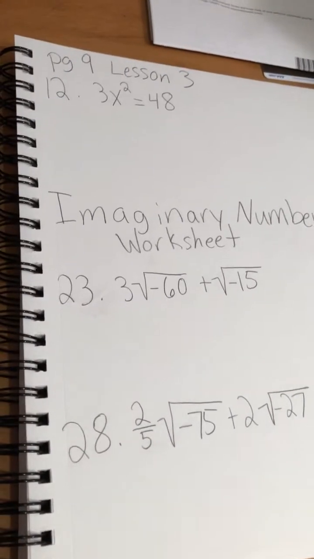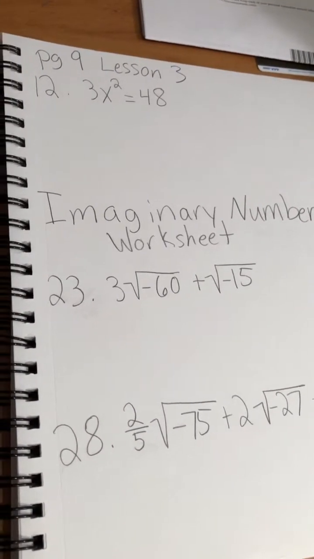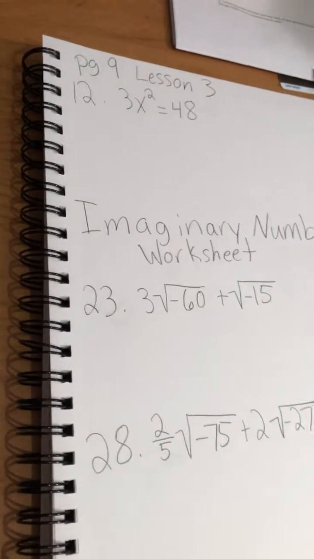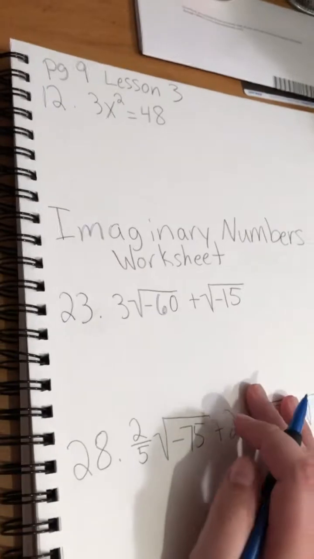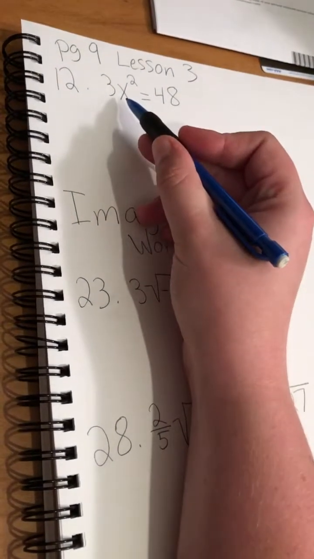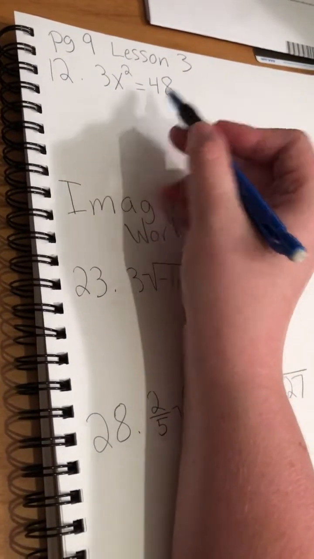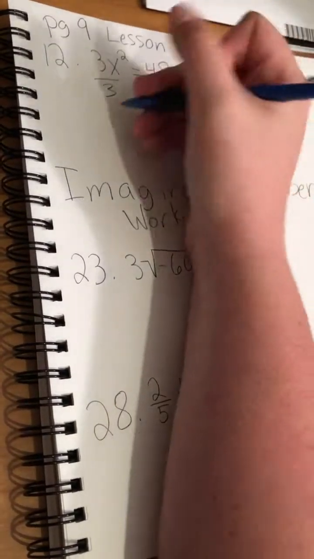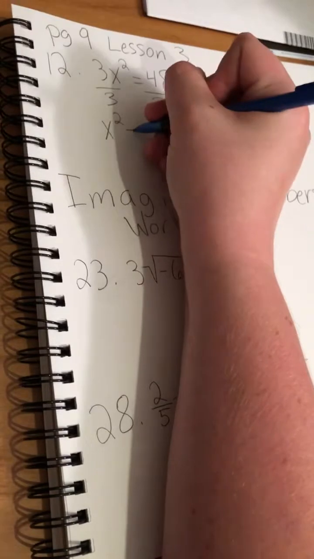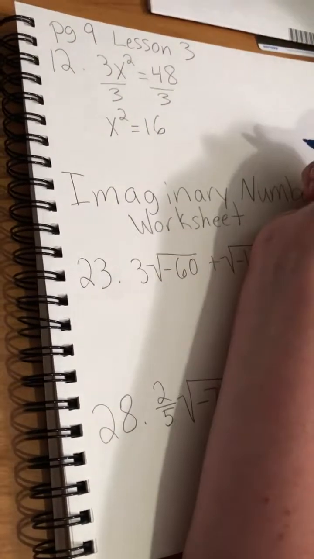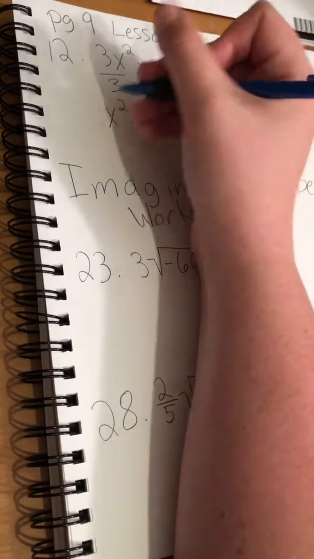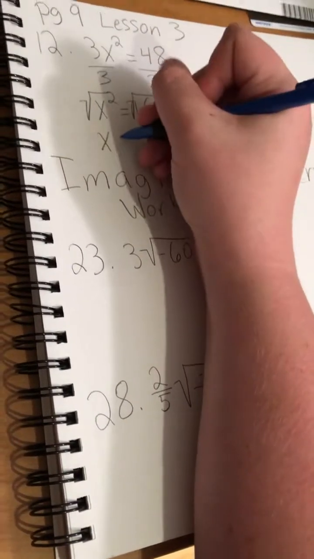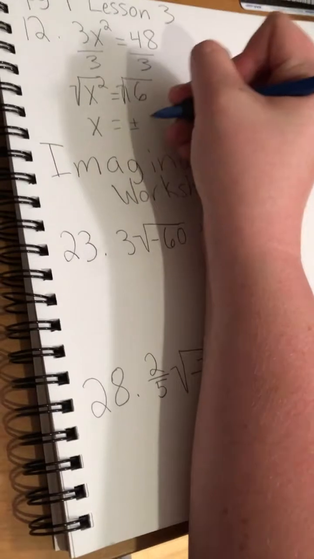Now to page 9, still lesson 3. We're going to do number 12. Number 12, we're still trying to solve for our x. So we're going to divide by 3 first. So we get x squared equals 16. And to get rid of our square, we're going to square root it. And x equals positive and negative 4.